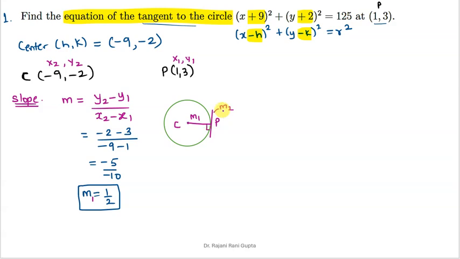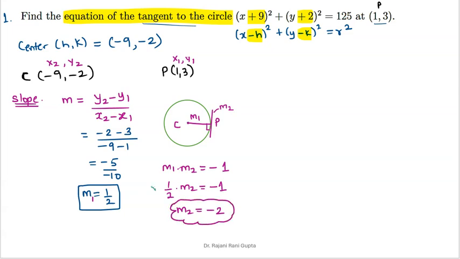Since these two are perpendicular, we know that two lines are perpendicular if the product of their slopes is -1. So you have m1, which is half, times m2 equals -1. What does this give you? The value of m2 is -2. Correct? How do we get it? We multiply both sides by 2. This cancels 2 with 2. Okay, so now what do we have?